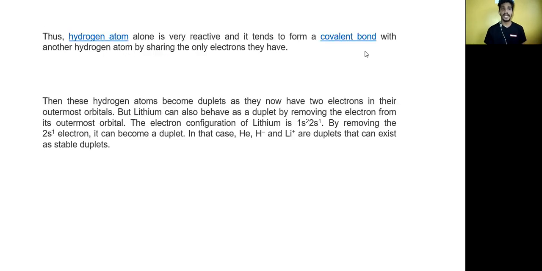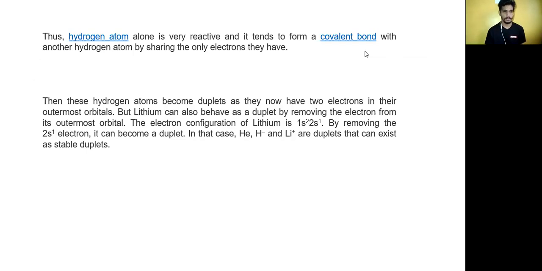Thus, a hydrogen atom alone is very reactive and it tends to form a covalent bond with another hydrogen atom by sharing the only electron it has. Then these hydrogen atoms become a duplet as they now have 2 electrons in their outermost orbit.